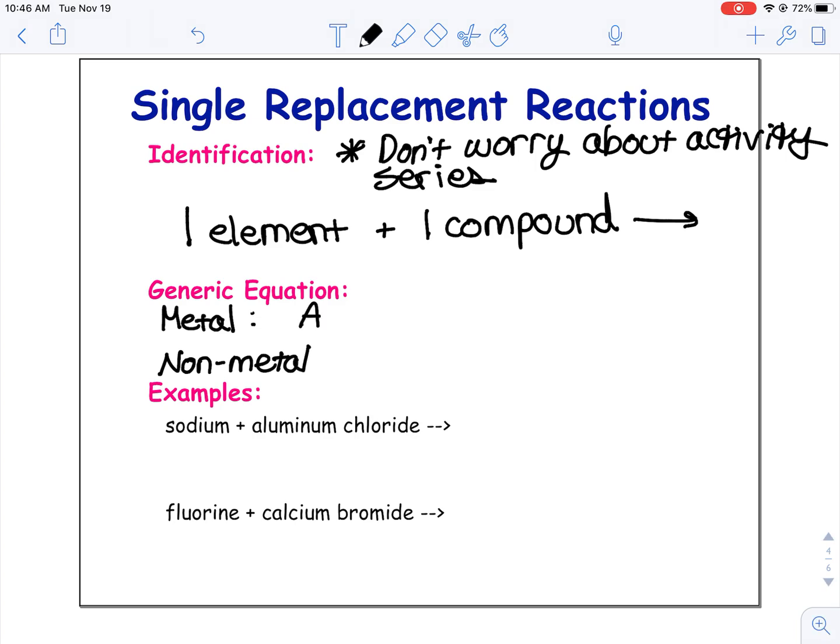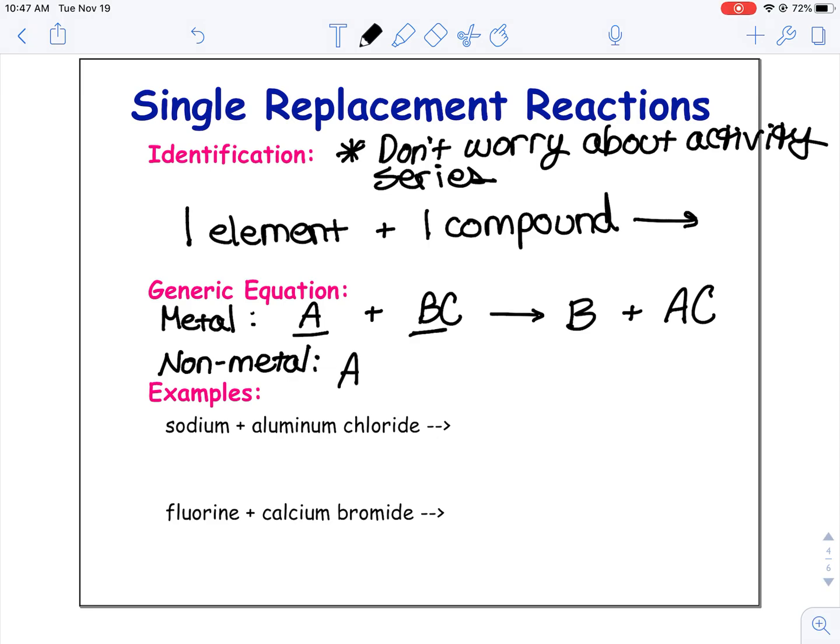So if I call my metal A and the compound BC, what happens in a single replacement reaction is that the element trades places with one of the things in the compound. If the element is a metal, then it's going to trade places with the first thing in the compound, which is also a metal or a positive ion. So then in your products, you're going to have B by itself and A bonded to C.